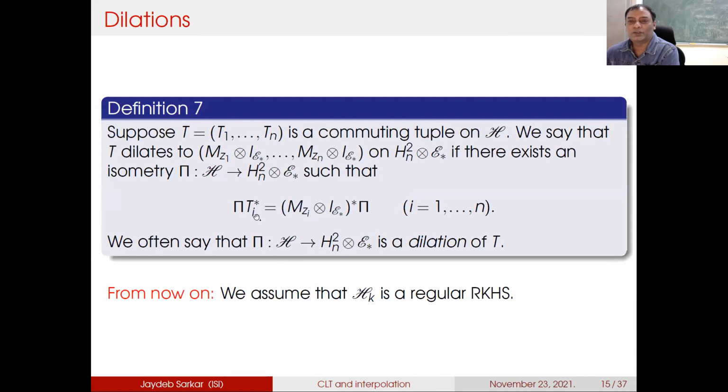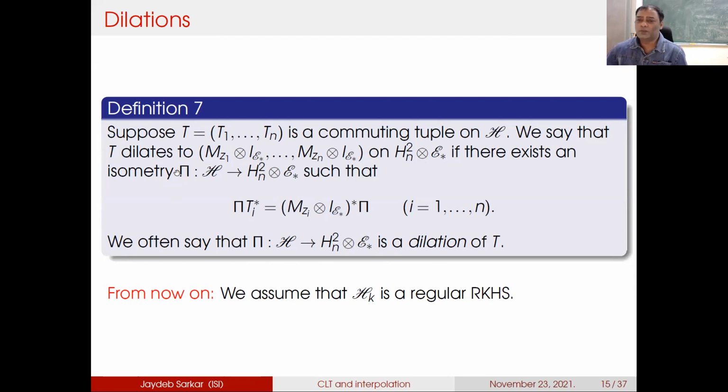So here is the definition of dilation. Suppose you have an n-tuple T of commuting operators on some Hilbert space H, and you say that this tuple T dilates to (M_{z_1} ⊗ I, ..., M_{z_n} ⊗ I) on H^2_n ⊗ E if there exists an isometry Π from H to H^2_n ⊗ E, where H^2_n is the Drury-Arveson space over the ball B_n, such that Π T_i^* = (M_{z_i}^* ⊗ I) Π. So often we say that this Π is a dilation of T. We'll perhaps not refer to E, but it's there.